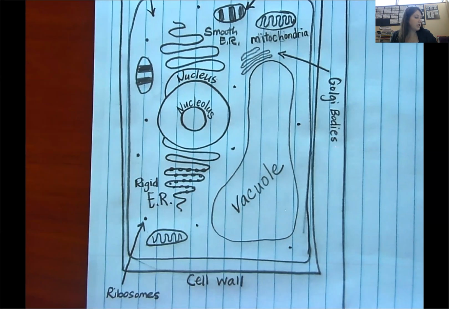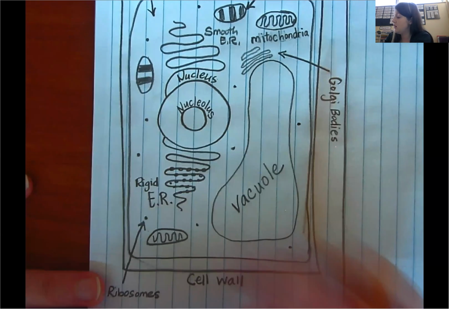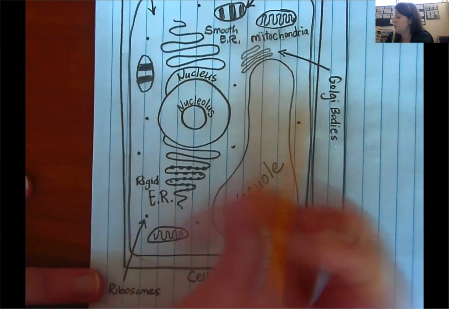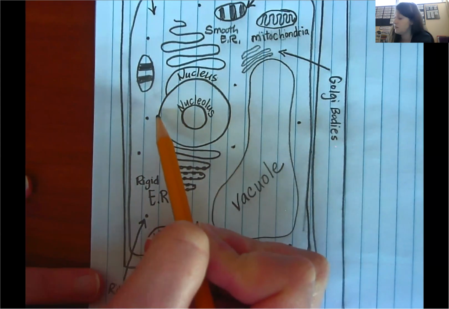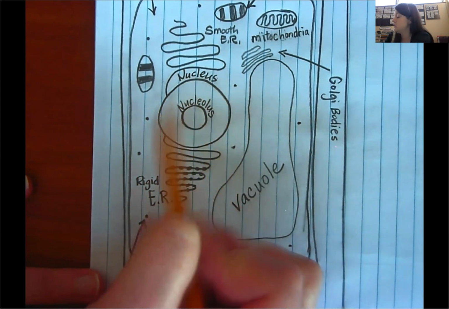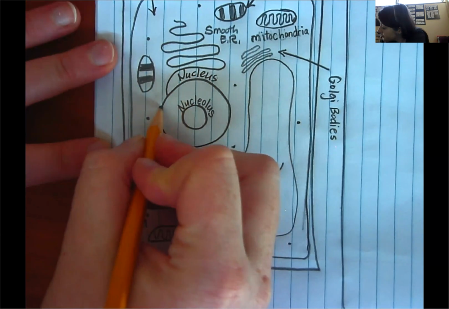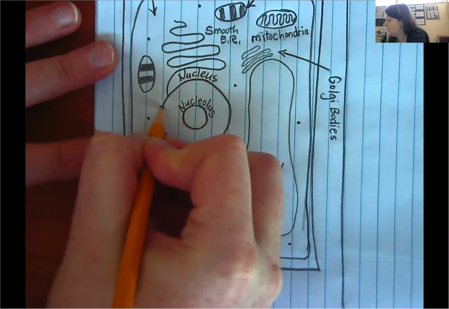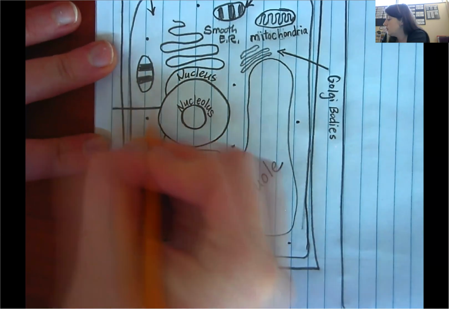I think that's everything. Let me check my notes. I've drawn everything, but I want to label one other thing. So just like there's a cell membrane, there's also, and this is called the nuclear membrane. It surrounds the nucleus. So I'm going to draw an arrow here.